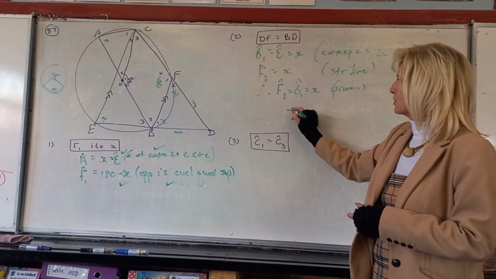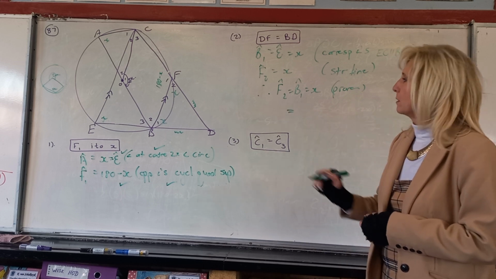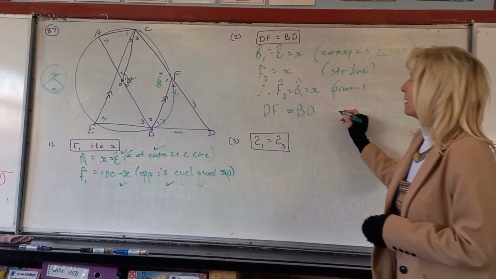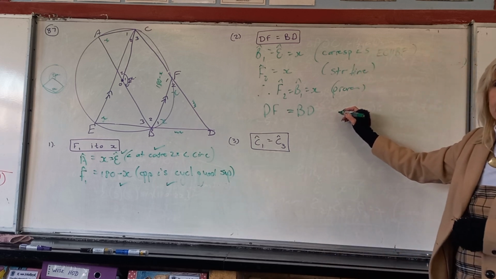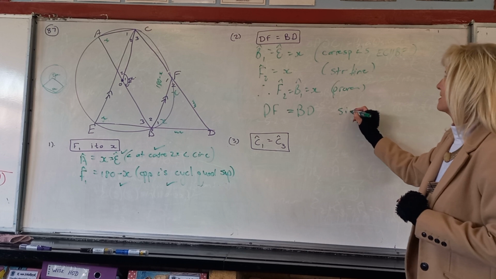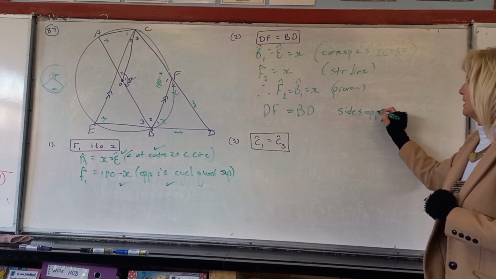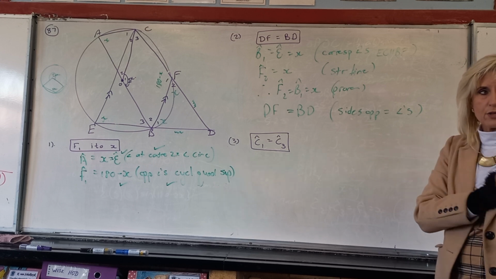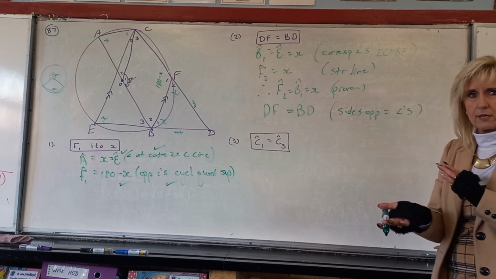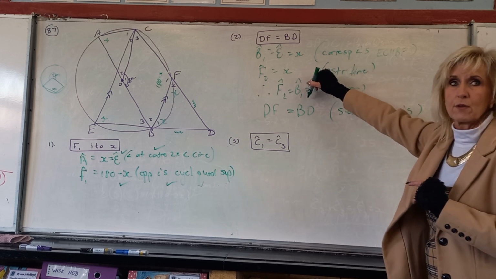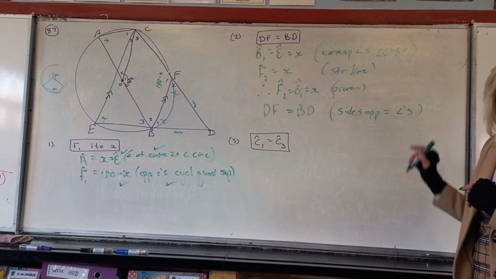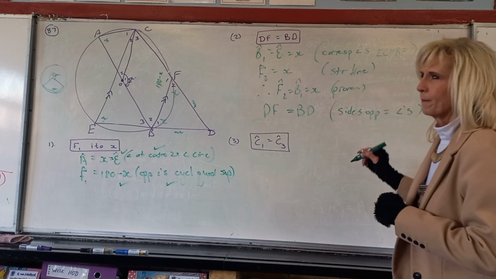But that means the two lines are going to be equal. Namely, BF and B. My reason: sides opposite equal angles. Excellent. Sides opposite equal angles. Definite difference from angles opposite equal sides. I know the angles, so that's why the sides opposite to the equal angles are equal to each other. How many marks?